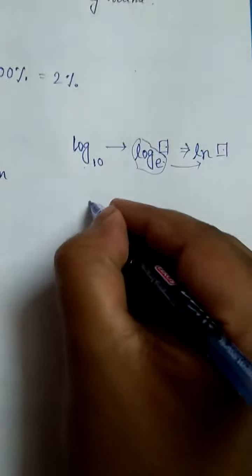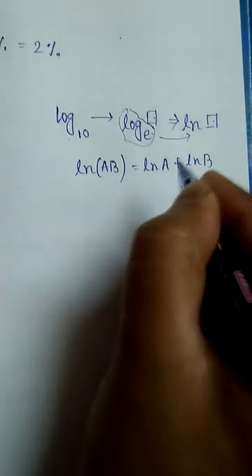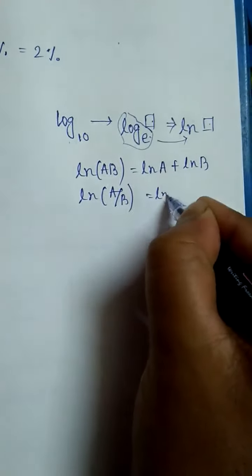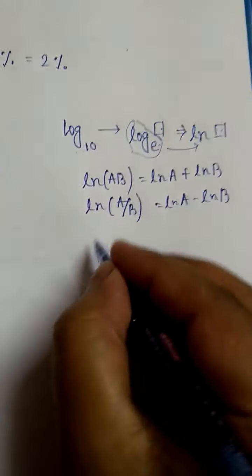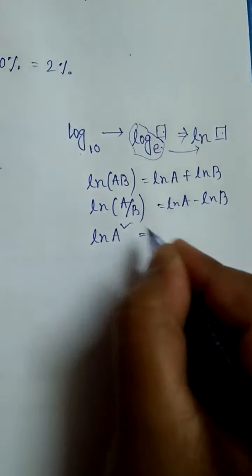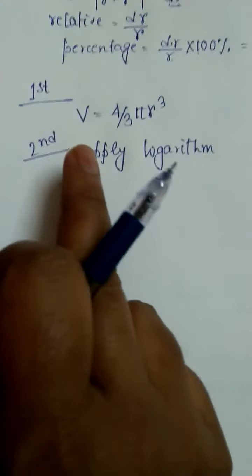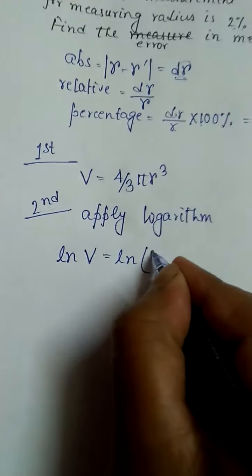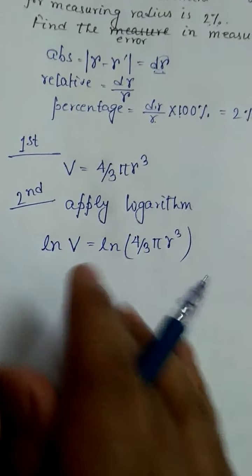So let's say ln ab, that is equal to ln a plus ln b. Another, ln a by b, is equal to ln a minus ln b. These are the popular formulas you know. And another thing, let's say ln a squared, the power will come out, 2 into ln a. We know all this. Now apply the logarithm on both sides. That means ln v equals ln of 4/3 pi r cube.